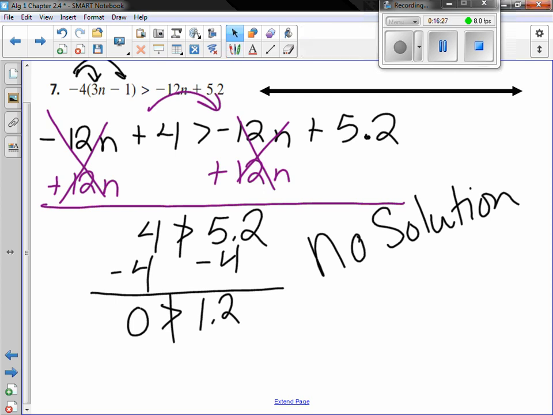This here is no solution. Now, just because we have that set of parentheses where we distributed doesn't mean it's automatically no solution. It just worked out for this one here that it was. Okay? So good. So here it worked out no solution. Questions on this here? So we'll look at some more with this here.